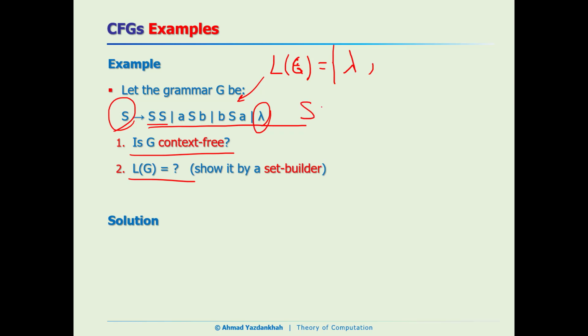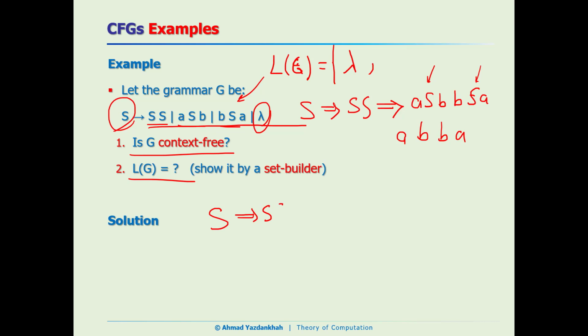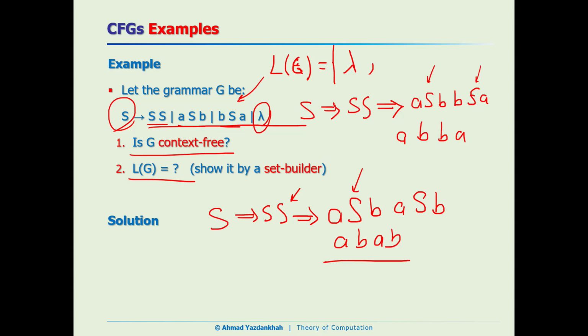Okay. Let's see. S derives SS, and then it derives... Okay, so if we substitute with one of these, what do we get? We will get ASB, and let's substitute with another one, BSA. All right. So if we put lambda here, we will get ABBA. Is this the same as WW reverse? Yeah, we need more investigation. How about S goes to SS and then ASB, and the same thing for the other S, ASB, and then lambda here, we will get ABAB. No, so this is definitely not WW reverse.